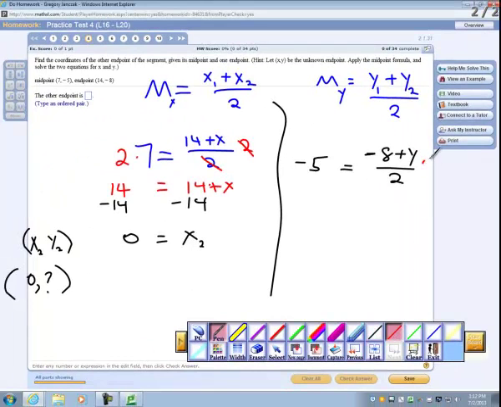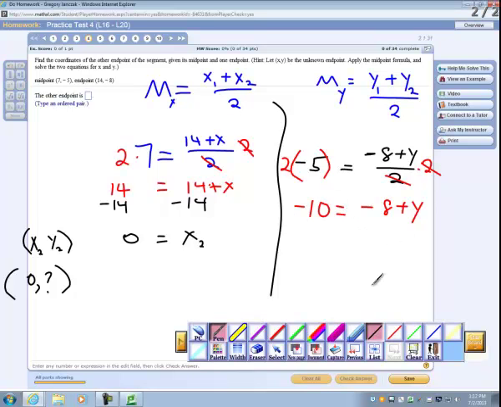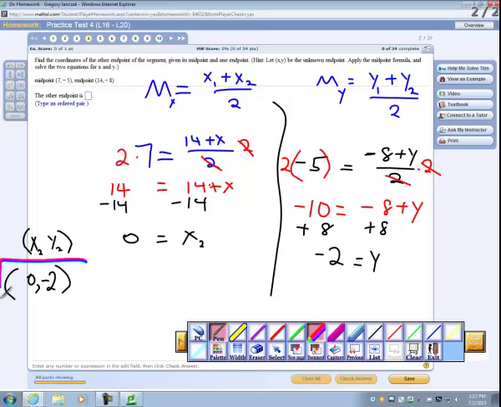Okay, so we multiply both sides times 2 there. Right, and we get negative 8 plus y equals to a negative 10. And then apply plus 8 to both sides, and we get y equals to a negative 2. So that would make this 0, negative 2 is our other endpoint. Okay, and that's our answer. So basically you're using the midpoint formula and you're working backwards. All right, questions with that?